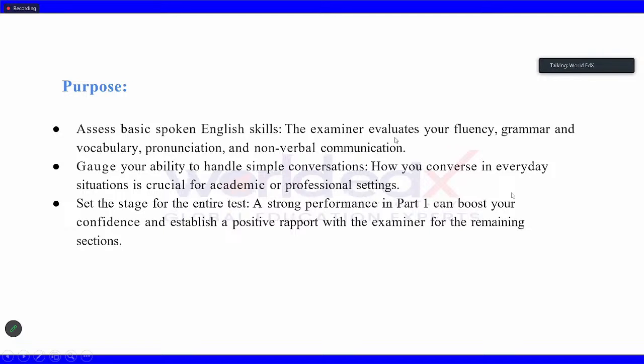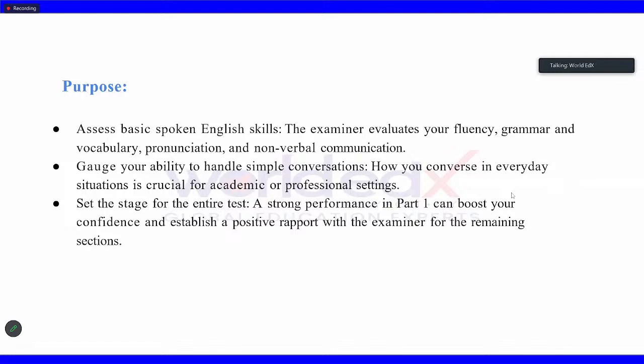Now, what is the purpose of this exam? It assesses basic spoken English skills. The examiner evaluates your fluency, grammar and vocabulary, pronunciation and non-verbal communication. Gauge your ability to handle simple conversations. How you converse in everyday situations is crucial for academic or professional settings. Set the stage for the entire test.